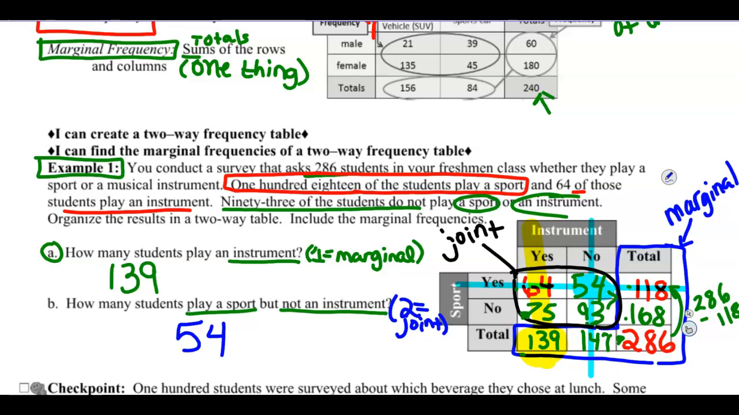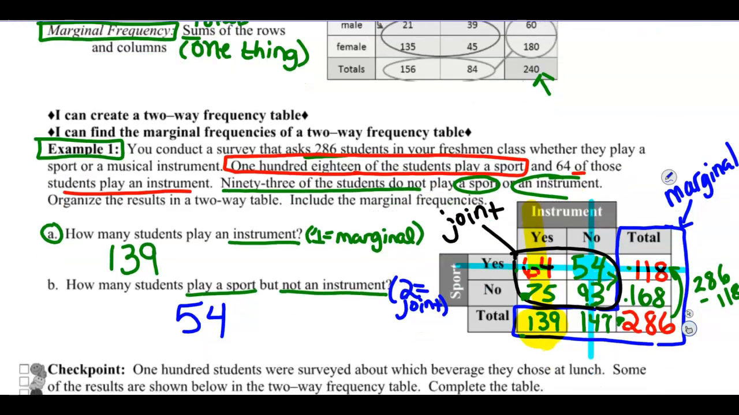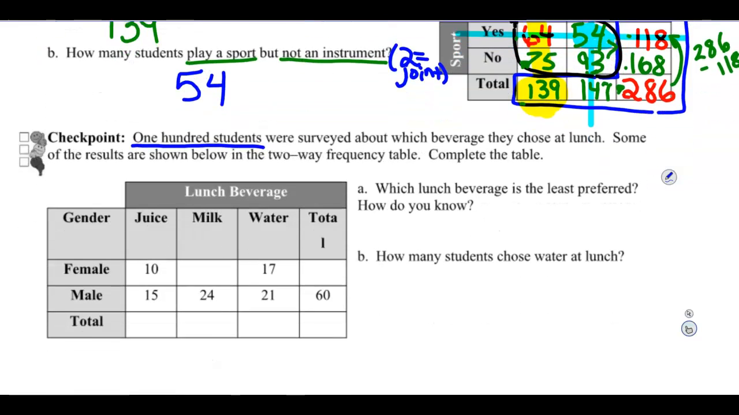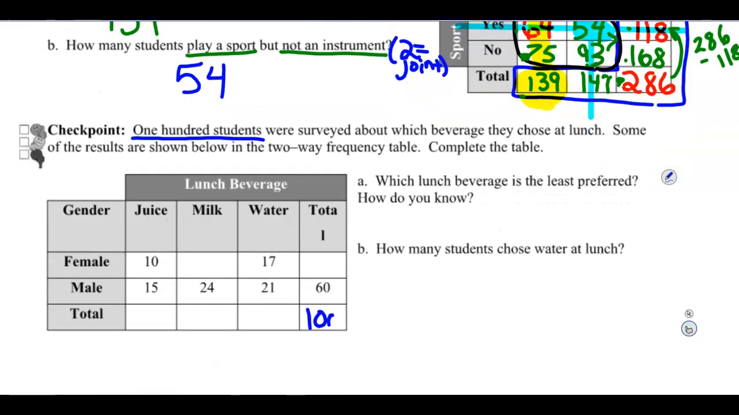So I want you to use this video, and you're going to do the exact same thing. You are going to do this next example, the checkpoint. It tells you 100 students were surveyed. So remember, sometimes numbers are written out. And then also, this one's even easier. I'm going to put the 100 in for you because there's less of the story problem, but you still have to go through and figure out the rest of the numbers and then answer the questions.